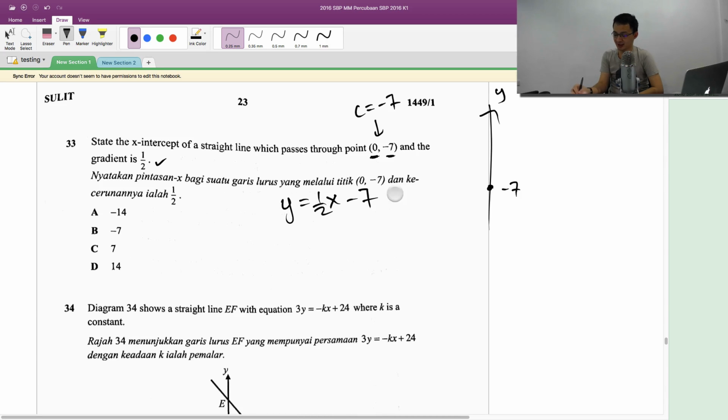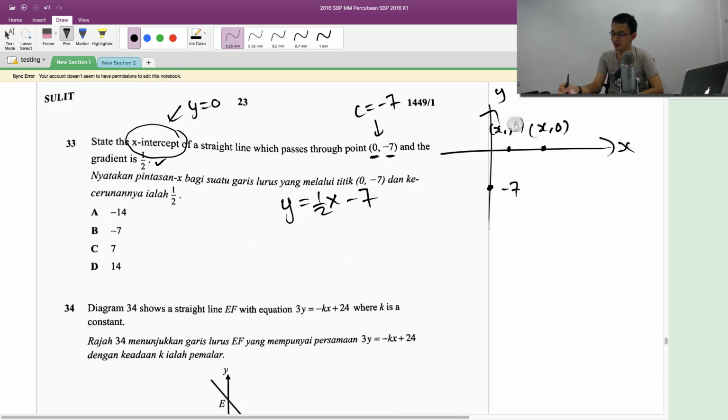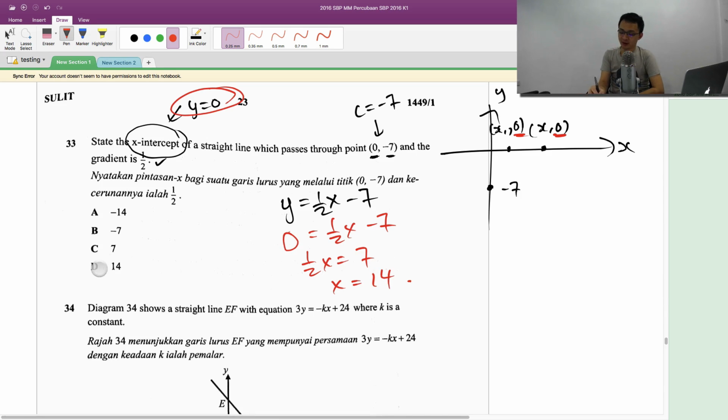Now the question wants me to find the x-intercept. Whenever I see x-intercept, I know y equals 0, because whatever is on the x-axis, the y is definitely equal to 0. So this point is something like (x1, 0). The y is always equal to 0. So this is something very important. I make y equals to 0. So I get half x equals to 7, x equals to 14. Alright, so I get 14.